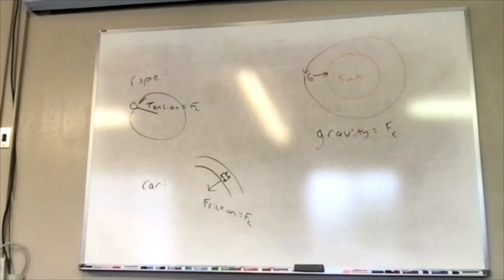Yeah, friction between the shoes and the road is what makes the runner go in a circle.